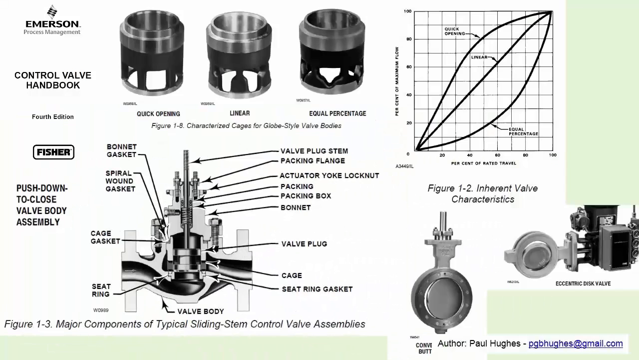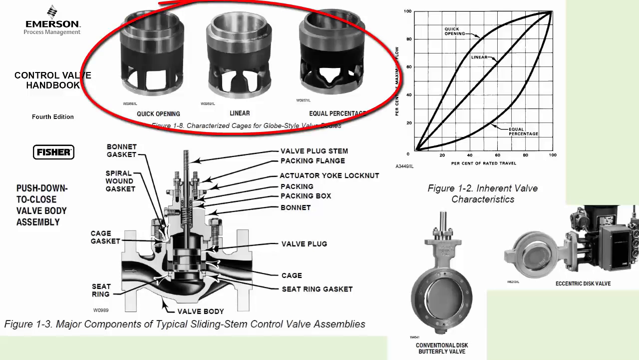A quick overview of control valves. The main control valve shown in this extract from the Emerson Control Valve Handbook is a globe valve. In the top you have the three different cages that can be used, examples of them, with different port openings to give you the different characteristics which are shown on the top right hand side: the equal percentage, linear and quick opening as previously discussed.